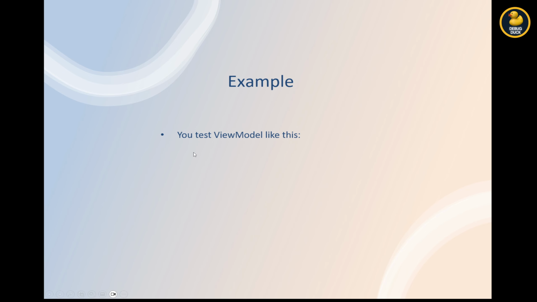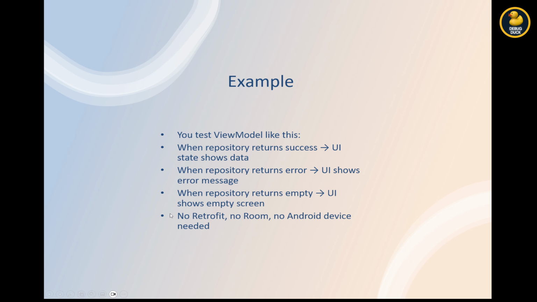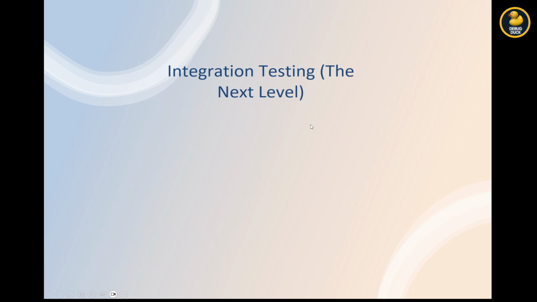For example, you test the view model like this. When the repo returns success, the UI state shows data. When the repo returns error, the UI shows an error message. When the repository returns empty, the UI shows an empty screen. No Retrofit, no Room, no Android device needed.